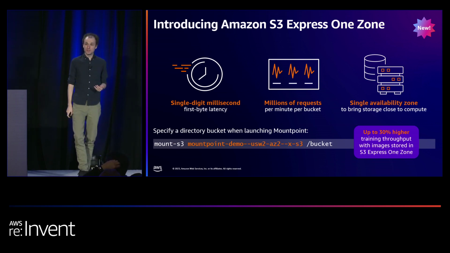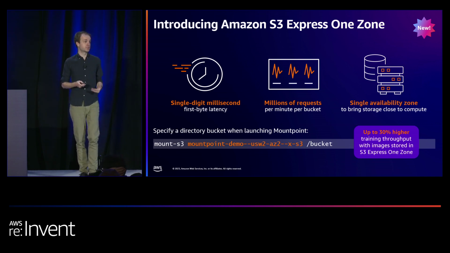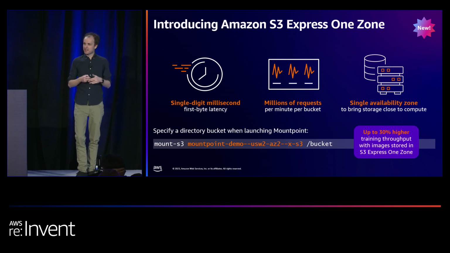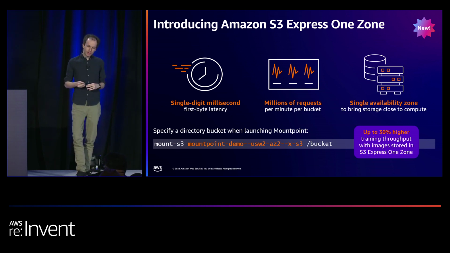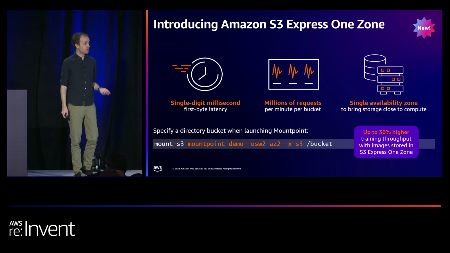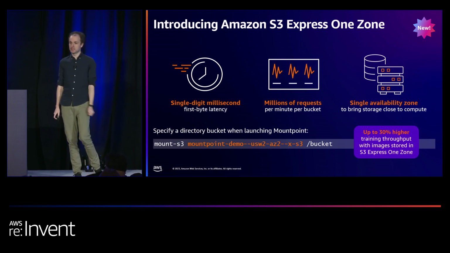Amazon S3 Express OneZone also has a new kind of bucket, the first time we've ever launched a new bucket type for S3, called the directory bucket. This directory bucket optimizes specifically for high request rates, for high parallel throughput, for high TPS. And so hopefully, given the build-up that I've given you, it won't surprise you to learn that this week we also launched Mountpoint support for S3 Express OneZone.